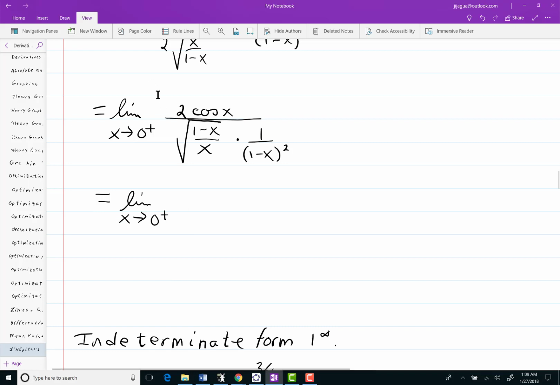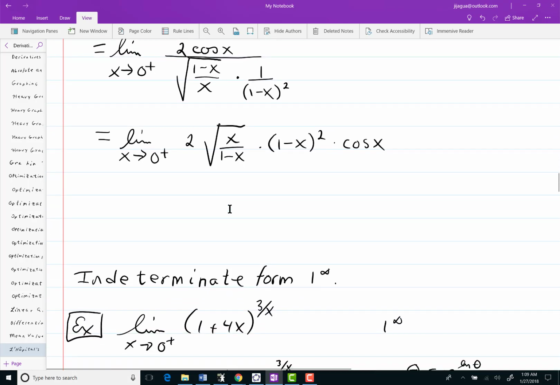Now, I have fractions over fractions, so I'm going to rewrite this just a little bit more. Cosine of x will stay where it is. But notice this here can flip again. And this can too. And all of that is over 2.